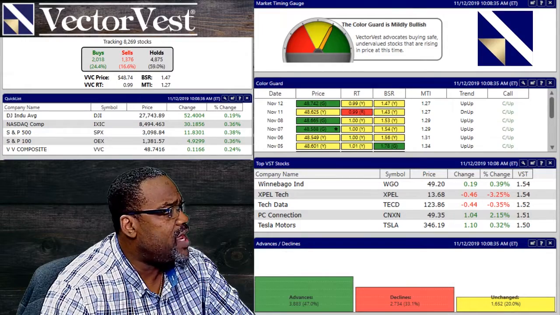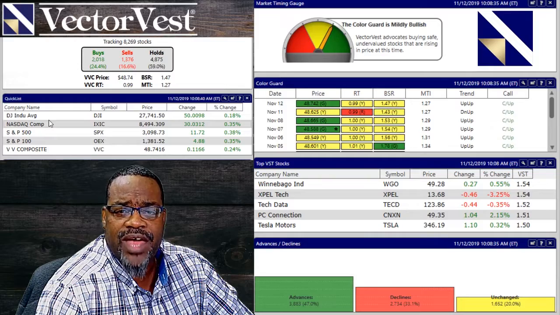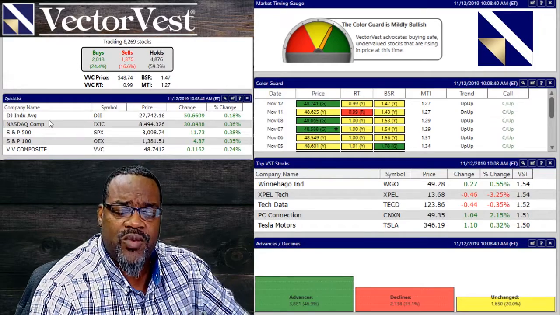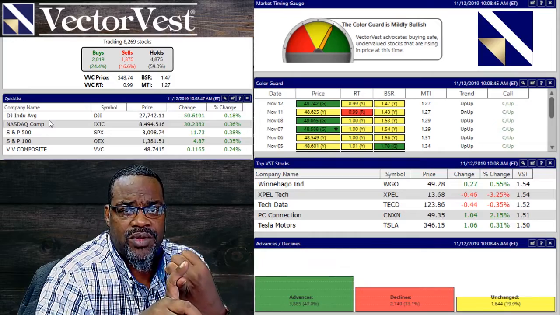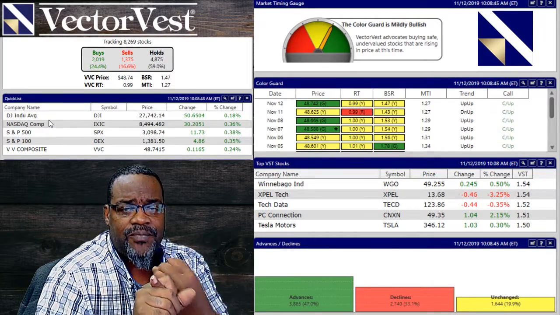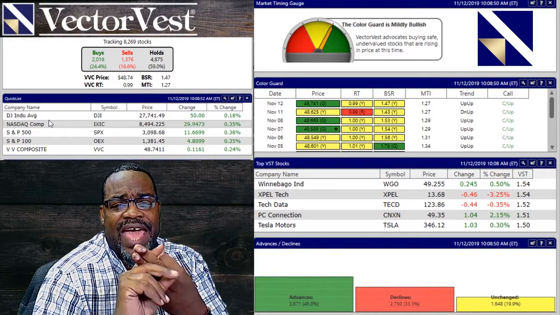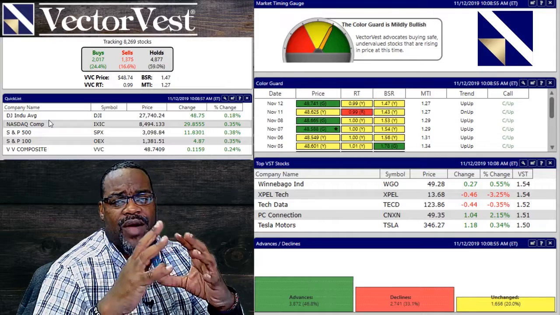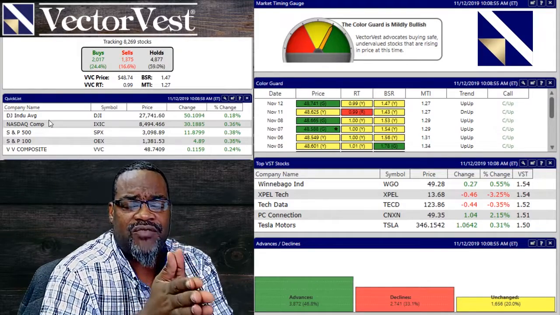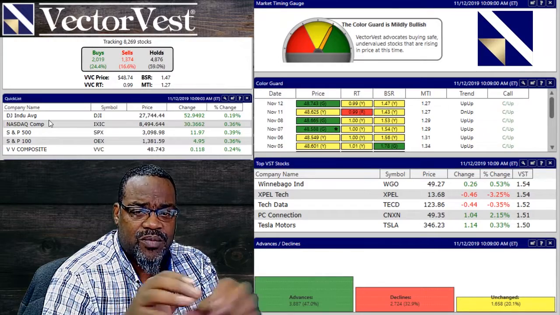So let's start off on our home page. From the home page, you can see we are using the VectorVest real-time data. For those of you who may be new, we have three different data packages. We have real-time, which is real-time tick-by-tick data. We have intraday, which is 15-minute delayed. And we have end of day, which only updates once a day. So depending on how active you are in the market, we have the data package that will fit how you invest in the market.